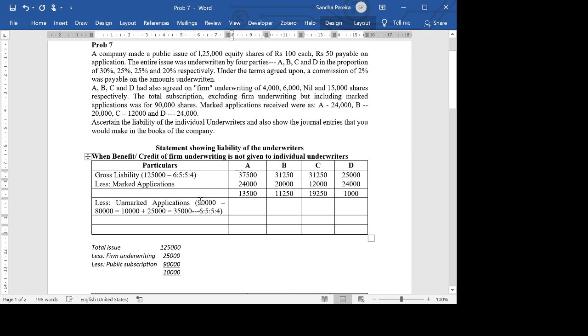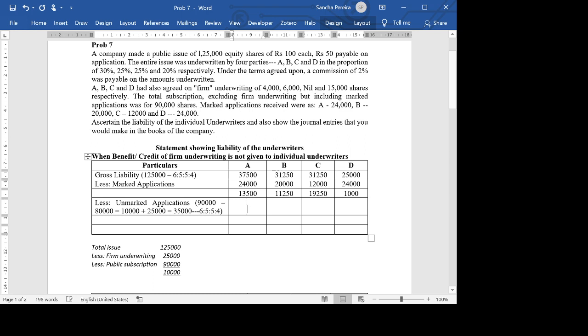Unmarked applications take your total subscriptions. Unmarked applications also come from the public. The total subscriptions or applications that have come from the public are 90,000 minus 80,000. How did I get this 80,000? 80,000 are basically the marked applications. So if I put these four figures together, 24 plus 20, 44 plus 12, 56, 56 plus 24 is 80. You get 10,000. To that 10,000 you add firm underwriting, which is 25,000.